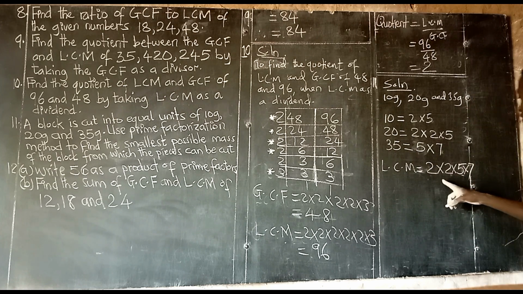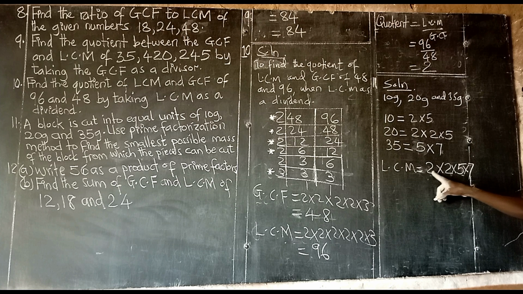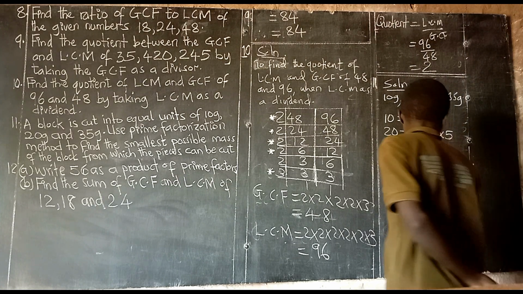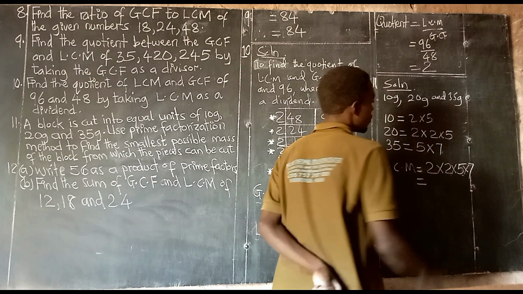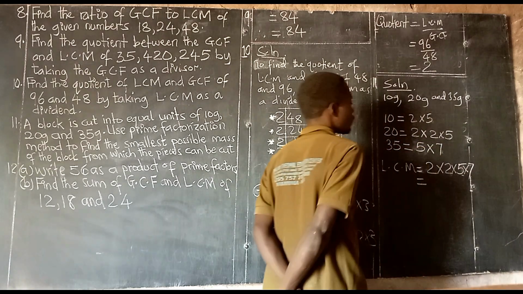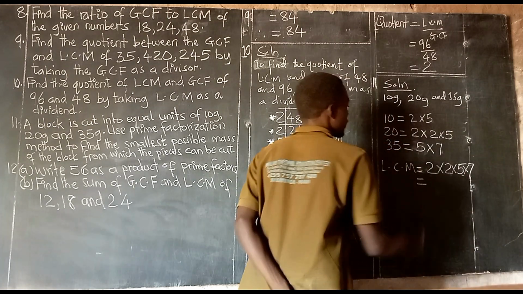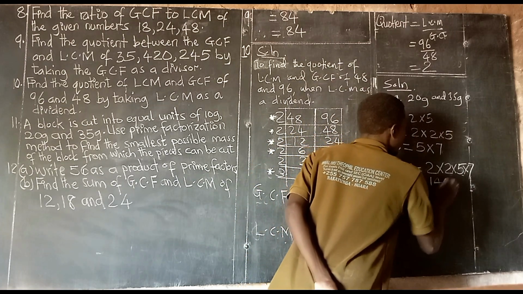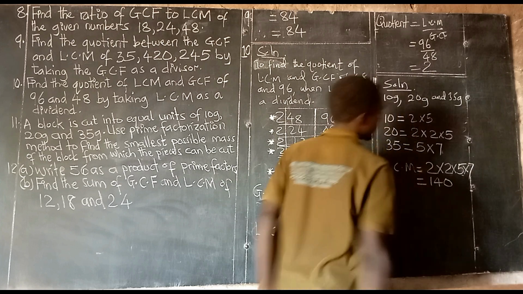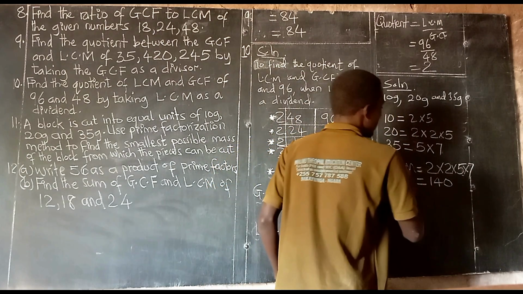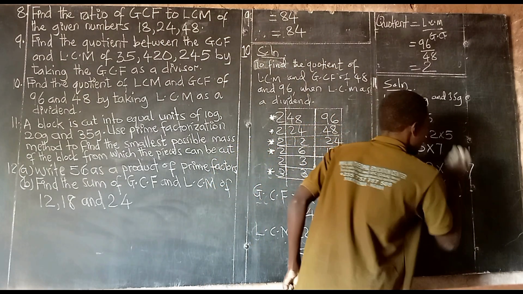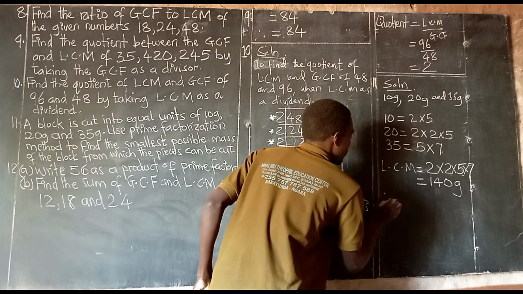So the LCM will be equal to 2 times 2 times 5 times 7. 2 times 2 is 4, 4 times 5 we get 20, and 20 times 7, we get 140. This is our LCM, and this must be in gram.